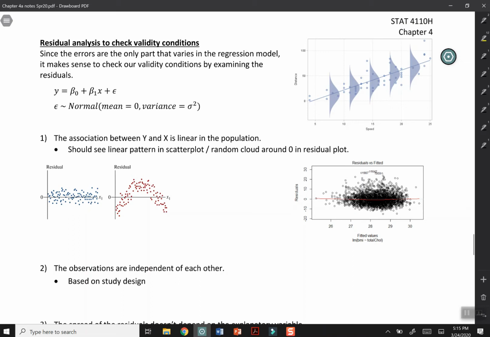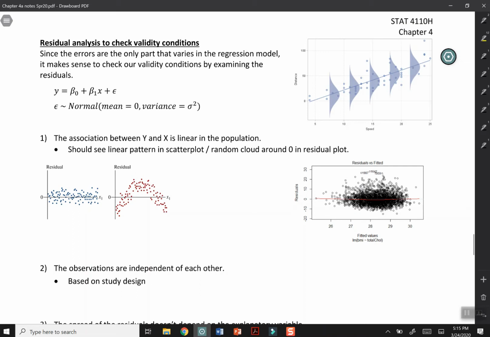So those are our assumptions, and they're actually connected to the assumptions that we made in previous chapters when we were talking about ANOVA. Okay, so the first one is new, that the association between y and x should be linear in the population. So that makes sense since we're doing linear regression. Obviously you can just look at this in the scatter plot, but I want to show you another way to assess this, which is using a residual plot.